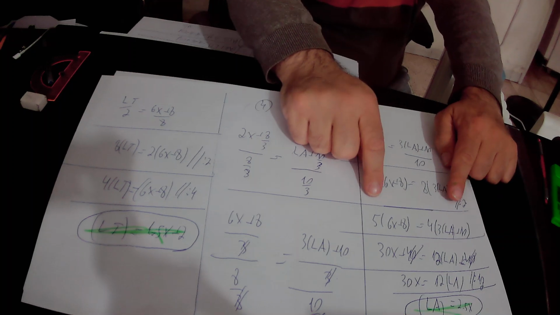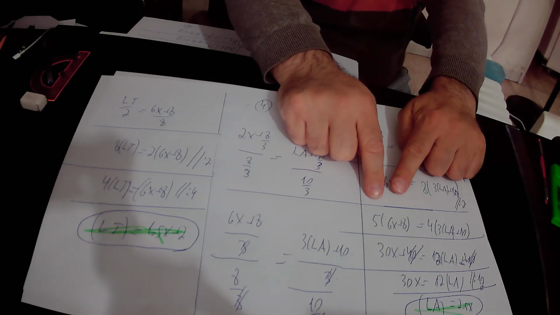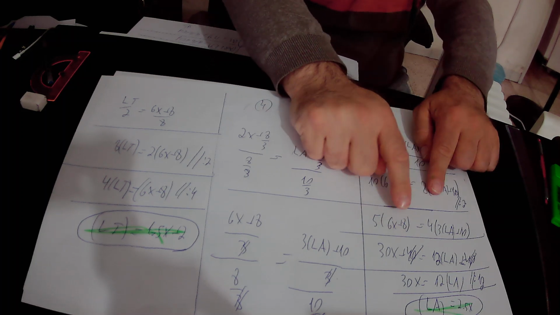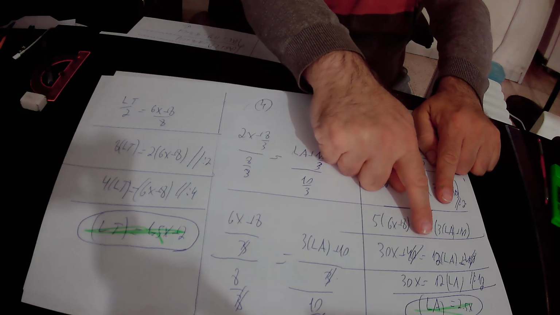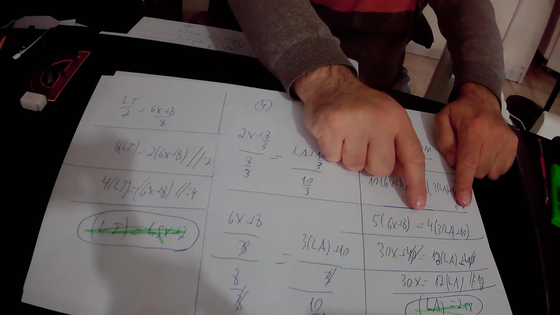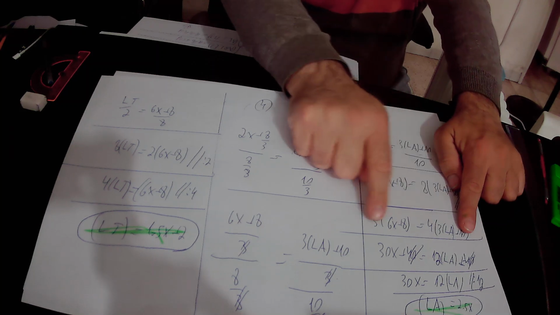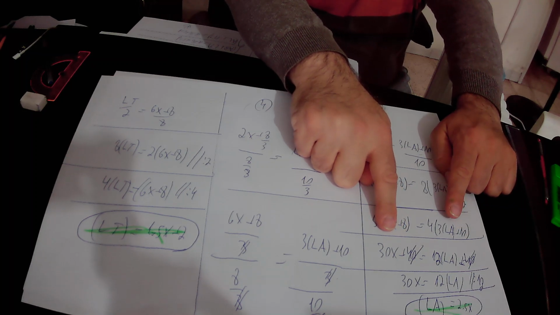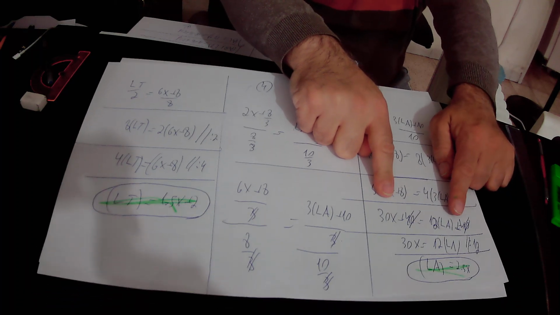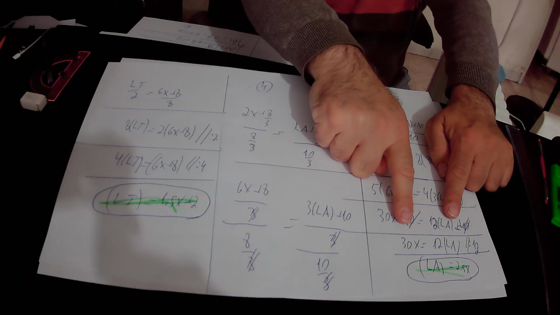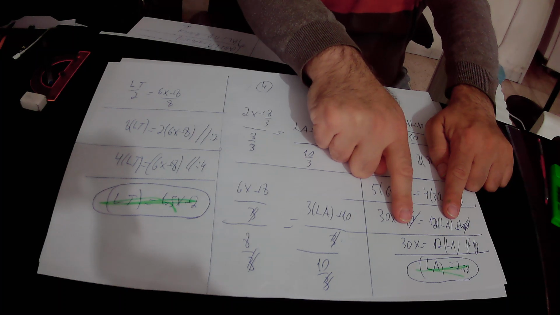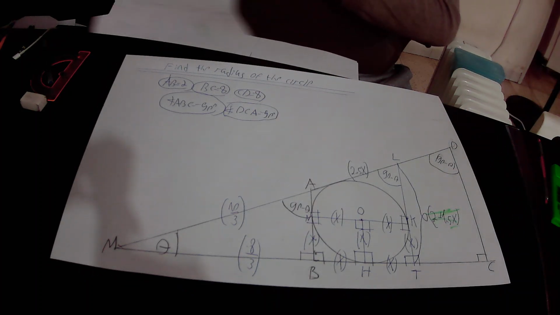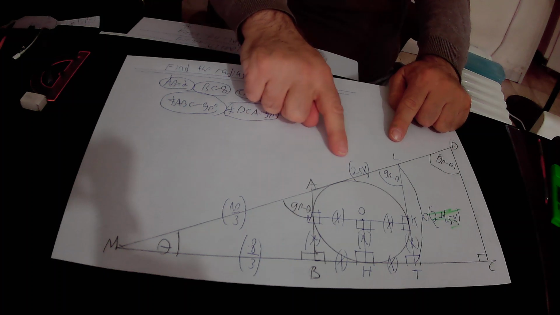Then we open the brackets on both sides of this equation and finally found out that 5 times 6x is 30x, plus 5 times 8 is 40, that equals 4 times 3LA, that is 12LA, plus 4 times 10 is 40. So here we have 40 on both sides of the equation, so 40 will get cancelled, and we are left only with 30x, that equals 12LA. Here we divided this equation by 12, and finally found out that LA equals 30x over 12, that is 2.5x. So here LA equals 2.5x.